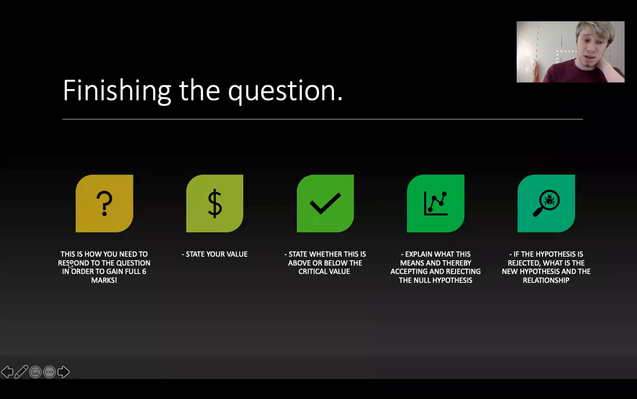So finishing the question, this is how you need to respond to gain full marks. Please state any important values, so your x squared value, the differences between two, so the number of coast flooding, so maybe was your observed value in one area higher than the other? State whether it was above or below the critical value, what does this mean? And if the hypothesis is rejected, state the new hypothesis.